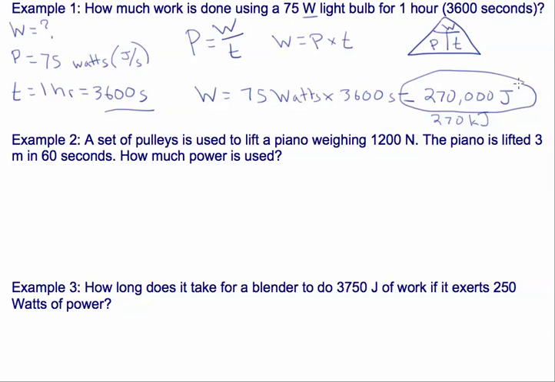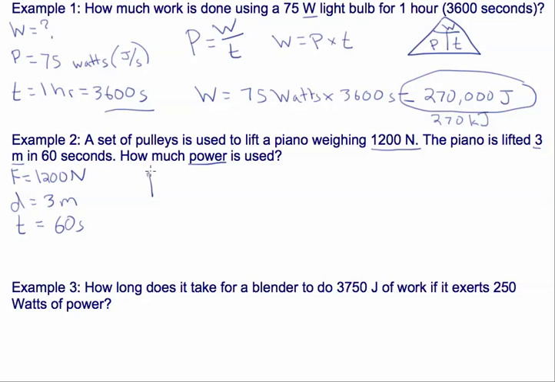So in number 2, a set of pulleys is used to lift a piano weighing 1,200 newtons. We know that that's a force when we're lifting something. The weight is the force we have to use to lift it. The piano is lifted 3 meters. That's a distance. In 60 seconds. That's a time. How much power is used?